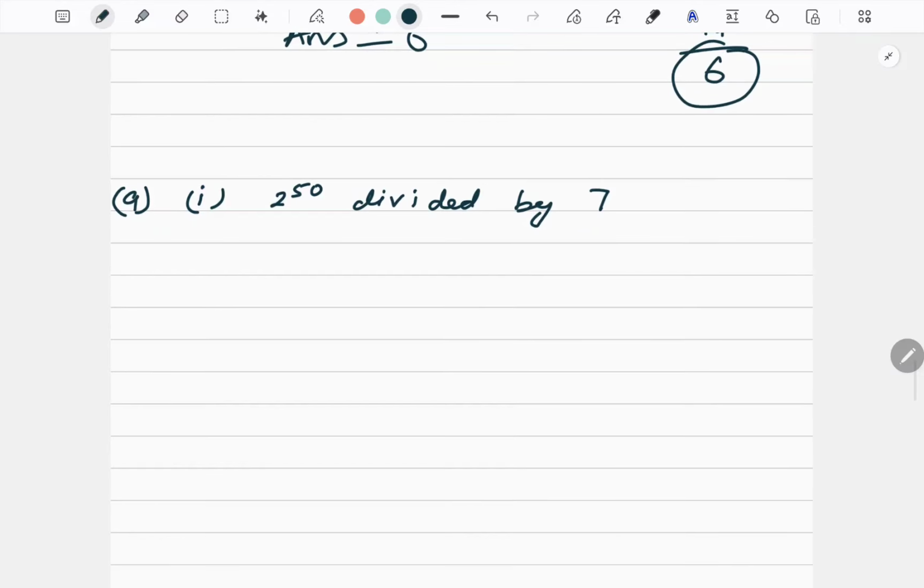Now they are asking what is the remainder when 2 to the power 50 is divided by 7. Now here what you have to do, this 2 to the power 50 is a big number. Power is big. So I will split it up, and here I will play a smart game.